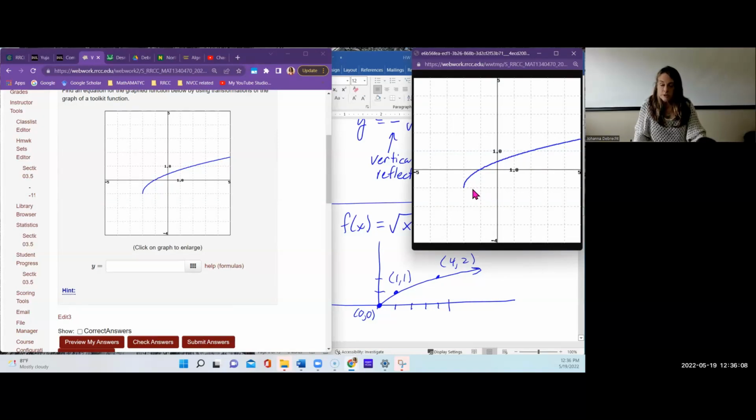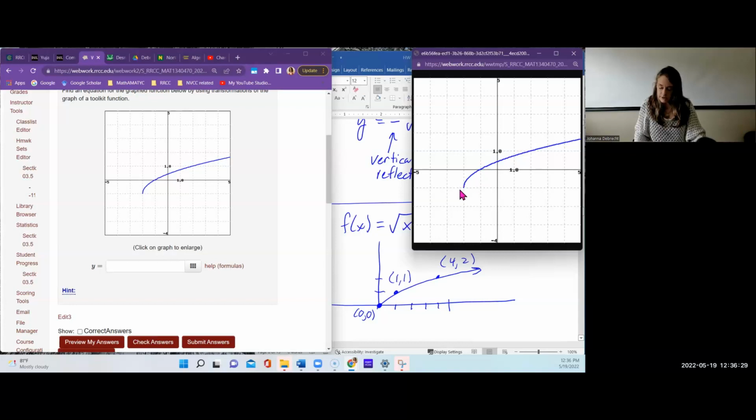In other words, there is going to be no number multiplied by the square root and no number multiplied by the x under the square root. Instead, we'll have a number possibly added or subtracted outside the square root for an up-down movement, and a number added or subtracted to x under the square root for a left-right shift.